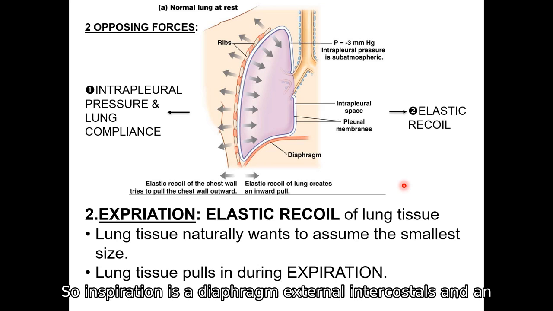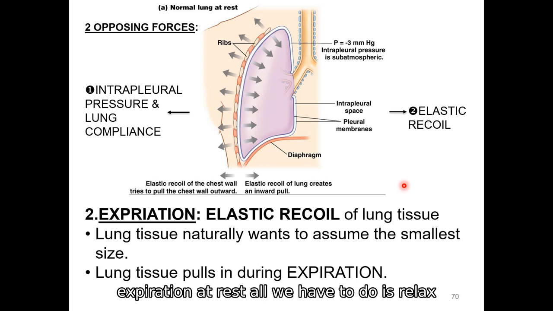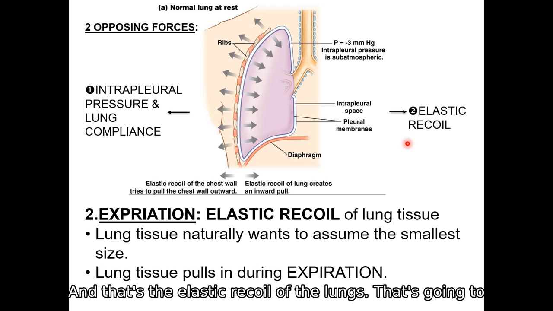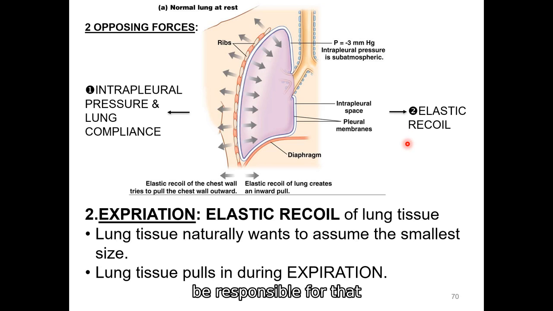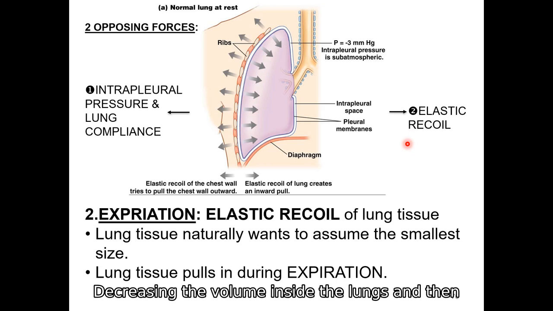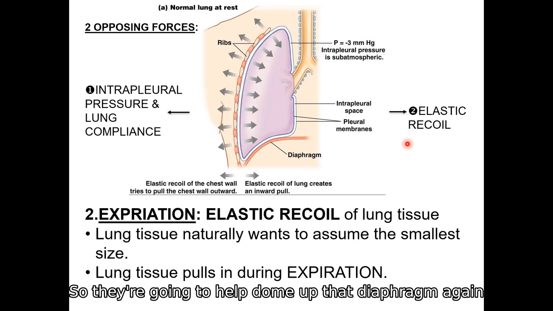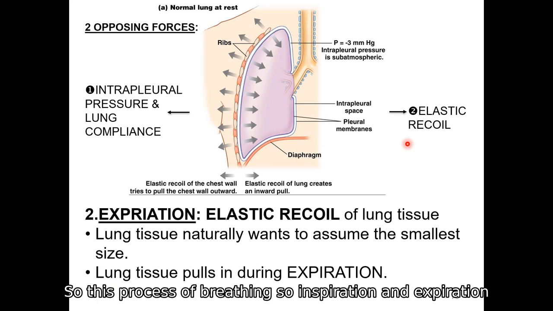So inspiration is the diaphragm, external intercostals, and then expiration at rest, all we have to do is relax, which doesn't cost us anything. And that's the elastic recoil of the lungs that's going to be responsible for decreasing the volume inside the lungs. And then also the abdominal organs have recoil as well. So they're going to help dome up that diaphragm again.